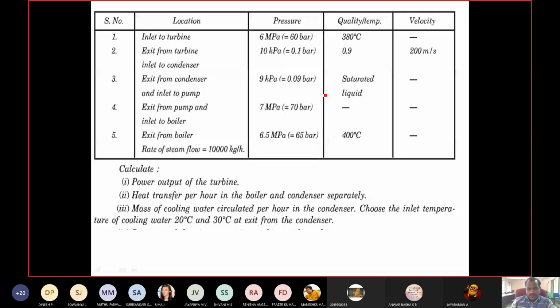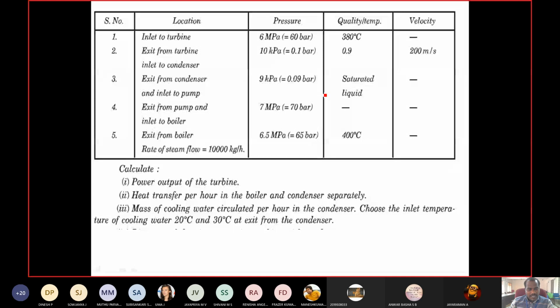So mass flow rate should be in kg per second, we just have to convert that, right? So these are the given data in the Rankine cycle problem. Then we have to calculate the power output of the turbine, right? So we have the formula, right?